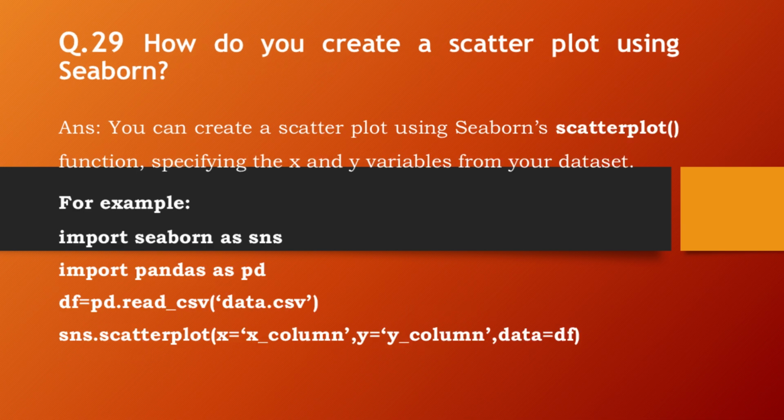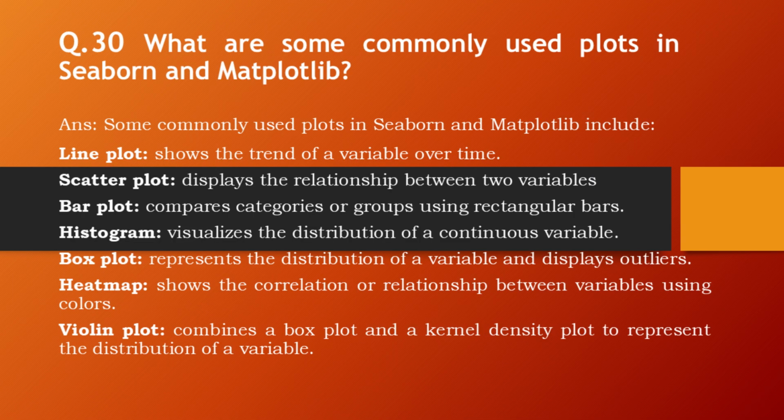How do you create a scatter plot using Seaborn? You can create a scatter plot using Seaborn's scatterplot function, specifying the x and y variables from your dataset. What are some commonly used plots in Seaborn and Matplotlib? Some commonly used plots in Seaborn and Matplotlib include: line plot shows the trend of a variable over time.